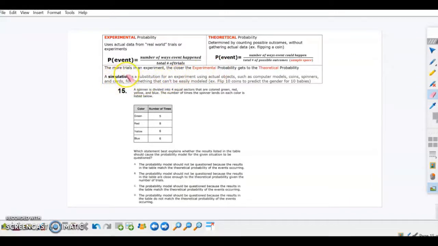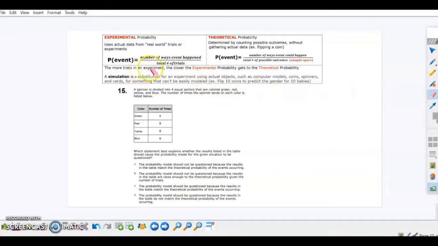And you could do that to find the probability for something that can't be easily modeled. For example, let's say we wanted to predict the gender for 10 babies. And we know that the probability of male and female is 50%. It's the same thing with flipping a coin. So we could set up a simulation and flip 10 coins to predict the gender of 10 babies. That's an example of a simulation.